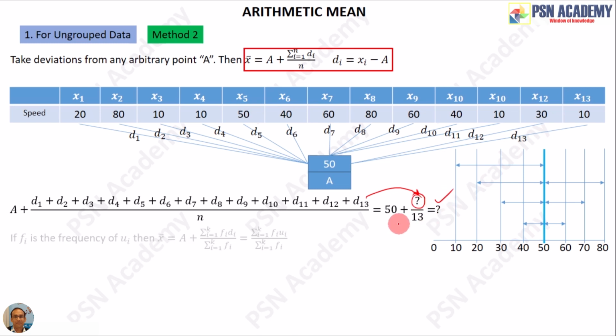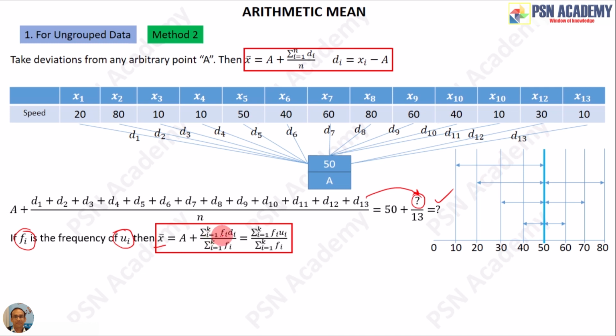And get the result. Now if we consider frequency, and if fi is the frequency of the item ui, then you have the x bar, that is mean, as A plus summation of fi dot di by summation of fi. And this whole thing is actually equivalent to this, that is summation of fi dot ui by summation of fi.